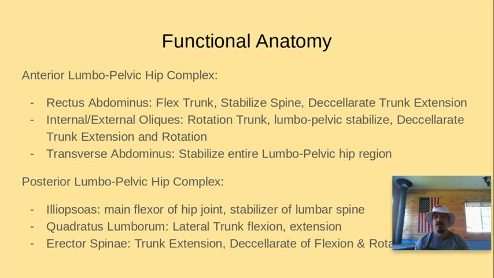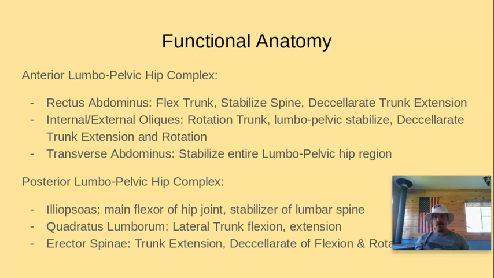So you can picture rectus abdominis flexing the trunk, and then when we get into decelerating trunk extension, just realize that means if a muscle does a certain action, such as trunk flexion, and you forcefully extend the spine or the trunk, that muscle is going to control the rate at which you extend. That's not really meant to be confusing. It's just meant to give you an idea of what's going on.